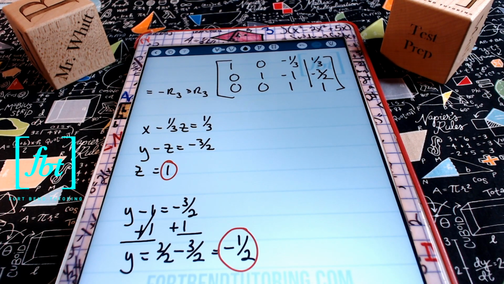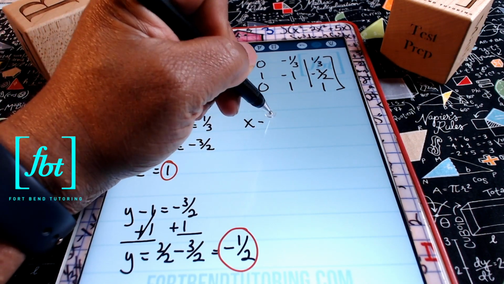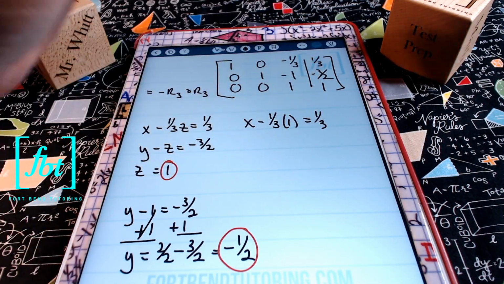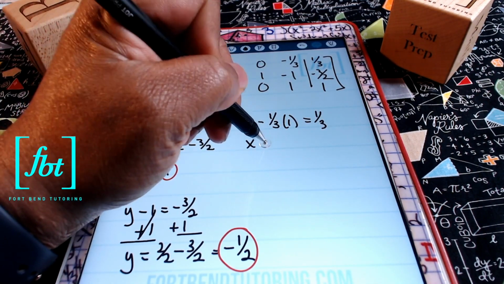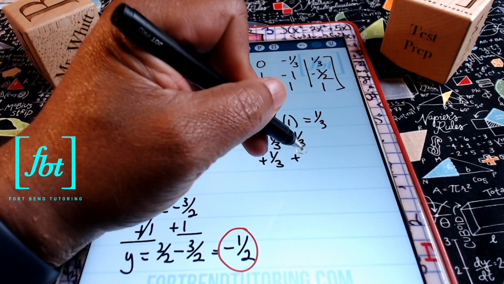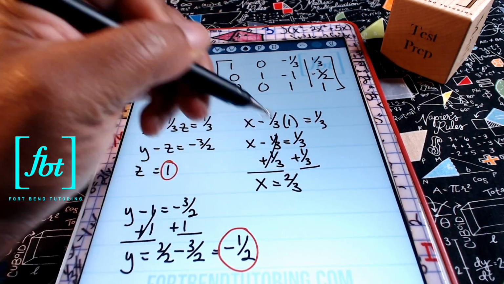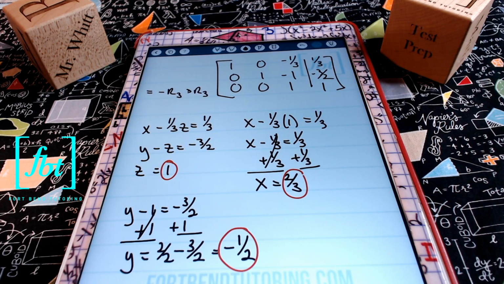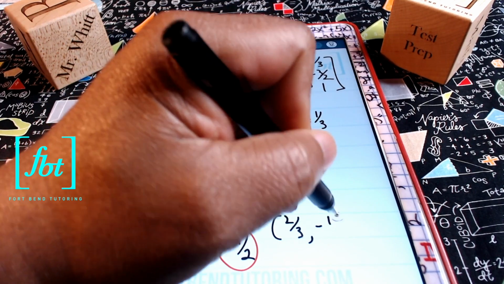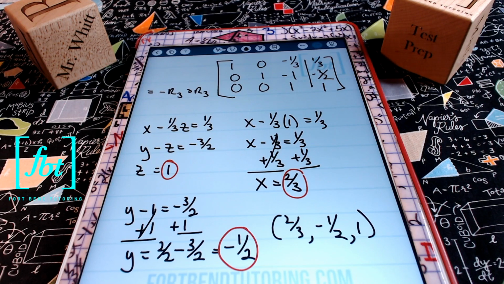Plugging both of these values into the first equation, we can solve for x. So we'll have x minus 1/3 times z, which is 1, equals 1/3. Okay, simplifying, you'll have x minus 1/3 equals 1/3, and then adding 1/3 to both sides of the equation, we'll find that x equals 2/3. All right, so using these three values that we found, your ordered triple is going to be 2/3, negative 1/2, and 1. And this is the solution to problem number 6.